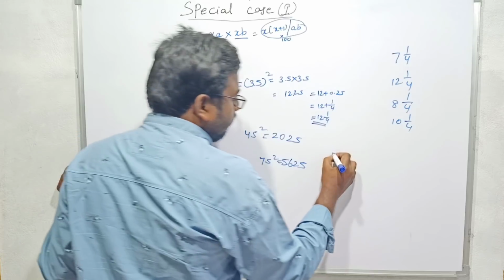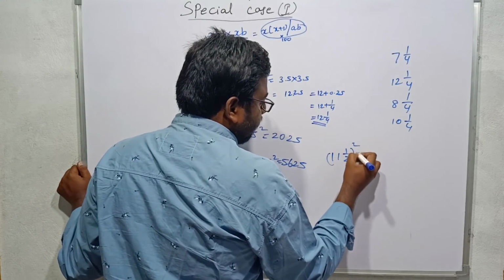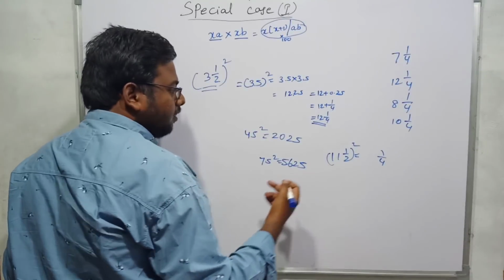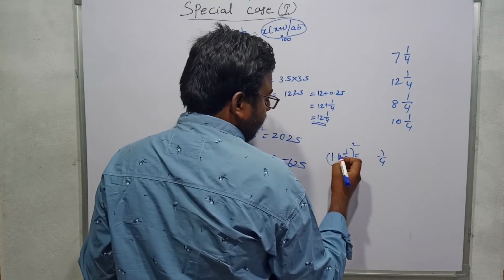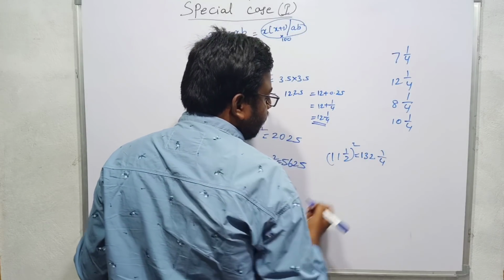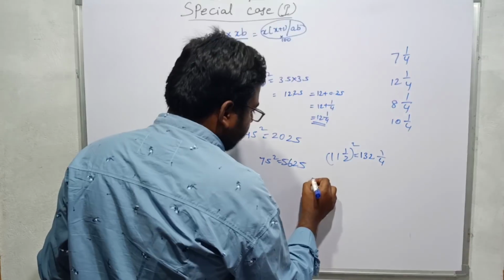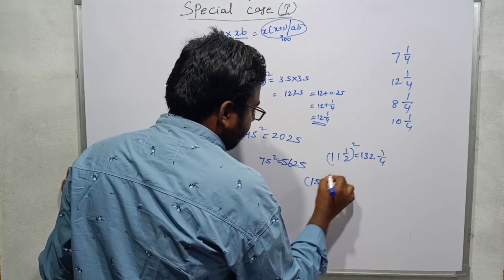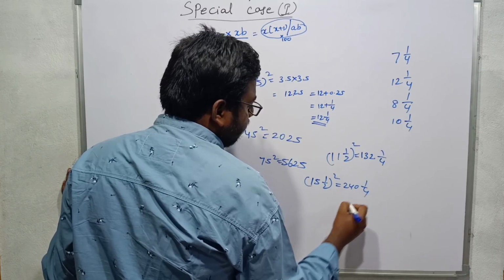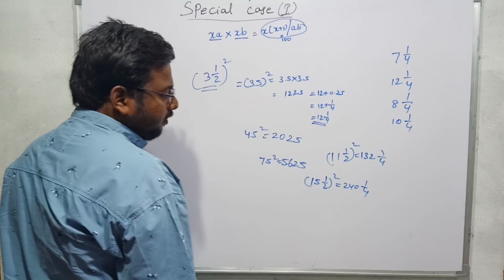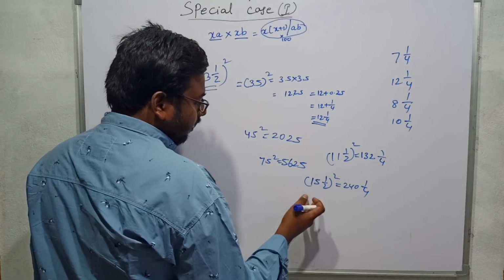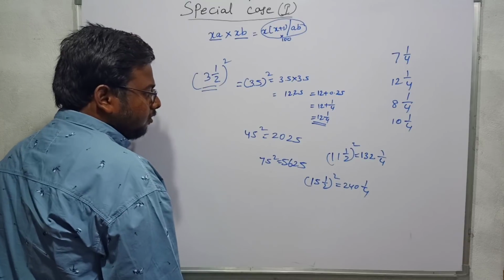Likewise, 11 1 by 2 square. For 1 by 2 I will write 1 by 4. That means the square of 1 by 2 is nothing but 1 by 4, and the number after 11 is 12. 11 into 12 is 132. So if I have to calculate 15 1 by 2 square, 15 into 16 is 240, and 1 by 4. This is nothing but 24 into 4, 960, 1 by 4. 31 by 2 whole square, you can get it like that only.